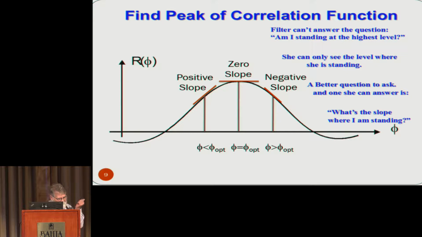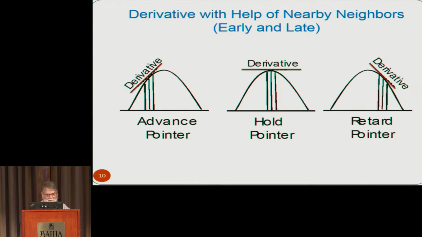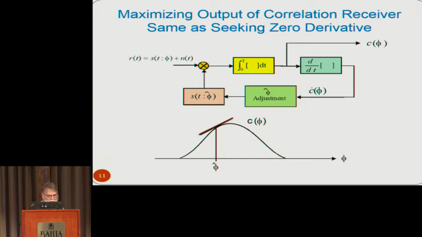If it's a positive slope, move forward, the peak is in front of you. If it's a negative slope, move backwards, the peak is behind you. So there's the guidance mechanism. Now, how do you know what the slope is? You get some help from a friend. In the old days, we used to use something called an early and a late gate. We would build three matched filters, prompt, early, late, and the difference between early and late was an estimate of the derivative in between. So we are actually going to take the output of the matched filter, differentiate it, and ask what's the slope. The problem is the output of the correlator can be positive or negative.